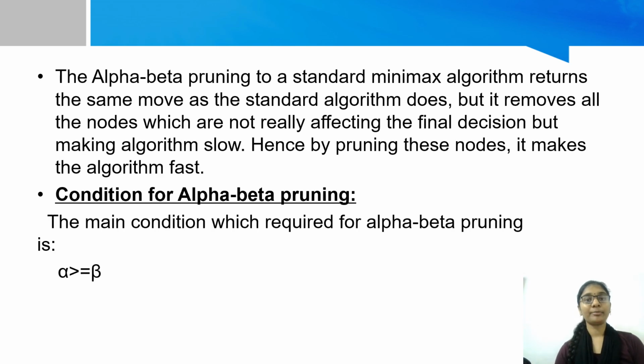Alpha beta pruning applied to a standard min-max algorithm returns the same move as the standard algorithm does, but it removes all the nodes which are not really affecting the final decision but making the algorithm slow. Hence, by pruning these nodes, it makes the algorithm fast. The important and main condition for alpha beta pruning is alpha greater than or equal to beta.